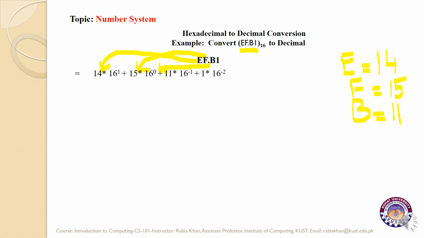First digit in the fractional part is B. B is equal to 11. Here you can see B is equal to 11 and it is multiplied by 16. The power of 16 is -1, and the next digit in the fractional part is 1. It is multiplied by 16. The power of 16 is -2. When we clear up the powers, these are the answers in front of you.